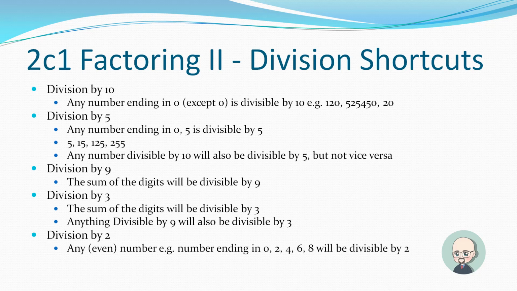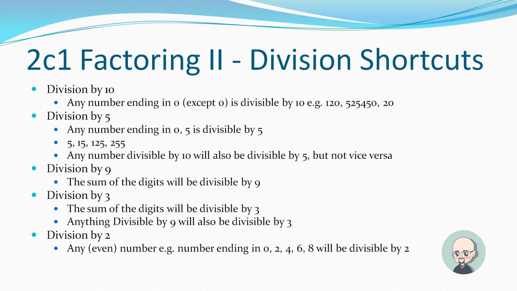Okay, when you divide any number by 10, division by 10 can be accomplished with any number ending in 0, except 0 is divisible by 10. So 120, 525, 450, 20, they're all divisible by 10. You can divide any of those numbers by 10. So 10 would be a factor if a number is divisible by 10.